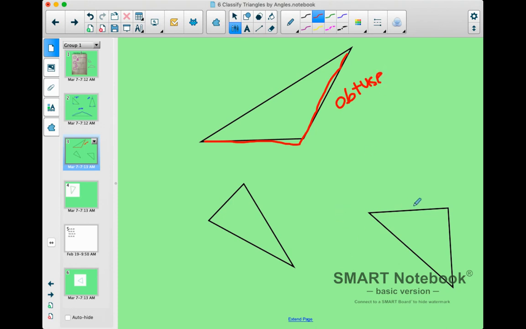Let's take a look at this one. We look at the corner, we see that the corner is a perfect L. We can put the square in the corner to remind us that this would be a right triangle. And if we look at the last one, all three of these angles are acute and small, so that means that that would be an acute triangle.